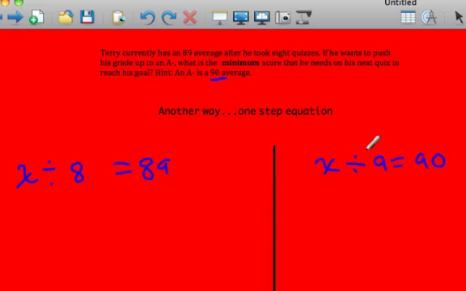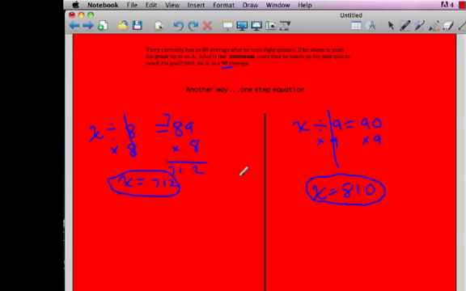By solving these two equations, you will figure out what x is, and x represents the total number of points he needs. So we'd solve the equations by multiplying the inverse of division to both sides of the equation. So times 8 here, and then times 9 on both sides of this equation.